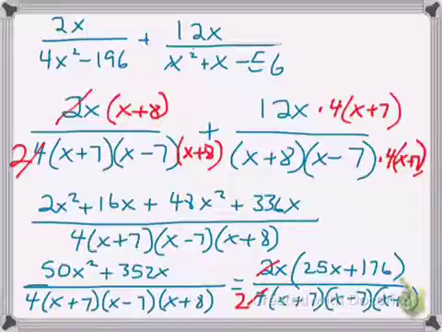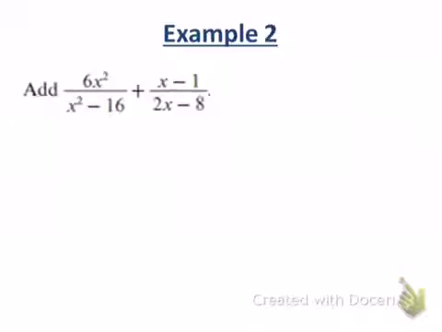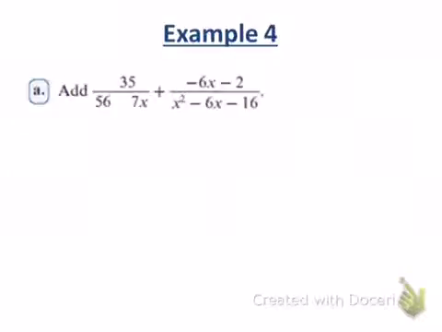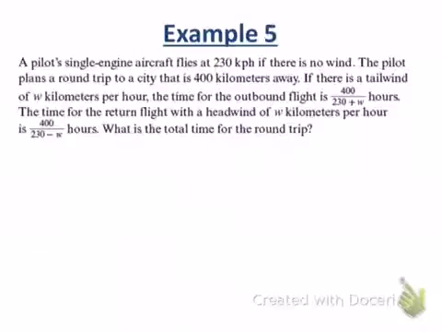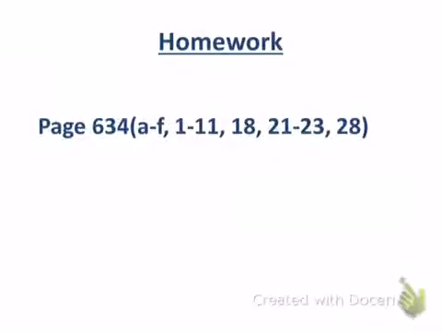All right, now we didn't get through a lot of the examples, but we're going to go ahead and move on anyway. Your assignment is page 634, A through F, 1 through 11, 18, 21 through 23, and 28. Is it for accuracy? It is not, because we didn't get enough examples in today.